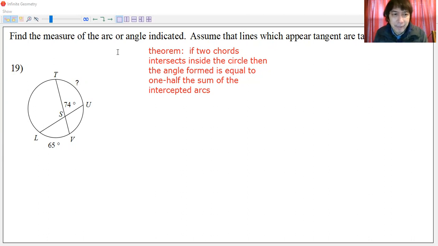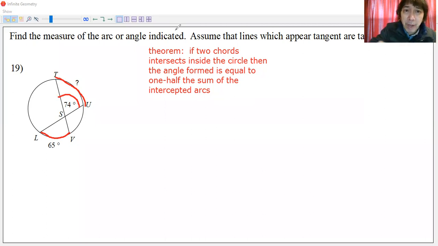For this problem, what do we have here? We're looking for the arc here. This arc plus this arc divided by 2 gives 74.